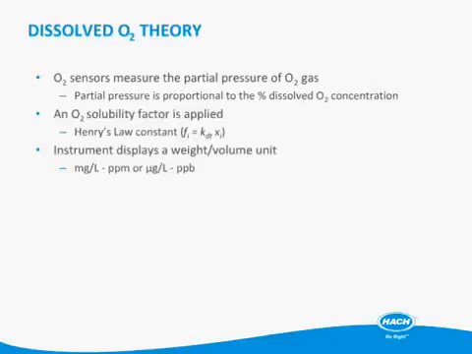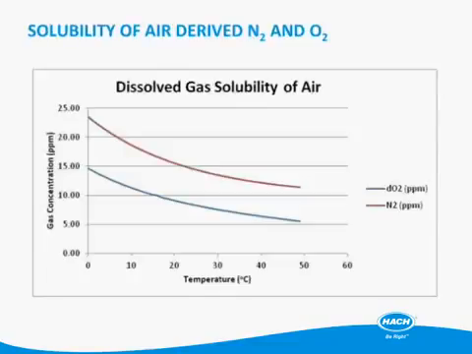Oxygen sensors all measure the partial pressure of a gas. What that really means is that they're measuring the percent O2. So if it's a package with high O2, they're going to be measuring one percentage, or with low O2, a different percentage. Why that's important is that the solubility of oxygen changes in different types of liquid. So we have to take that percent O2 and apply a solubility factor, and then we look at that value in terms of a weight per volume unit. That's going to be milligrams per liter, also called parts per million, or micrograms per liter, which is called parts per billion.